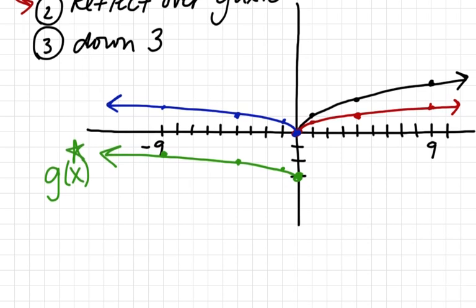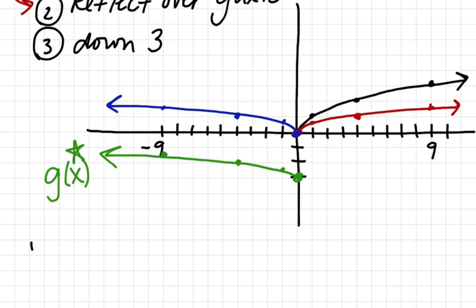Last thing would just be a check. Remember, if you're sitting there on a test wondering, okay, did I do this correctly? A check's not a bad idea. So pick a point that is on your graph. And I'm going to pick a lattice point. I'm going to pick this one right here, which appears to be (-4, -2).